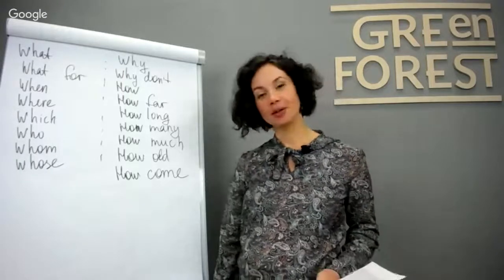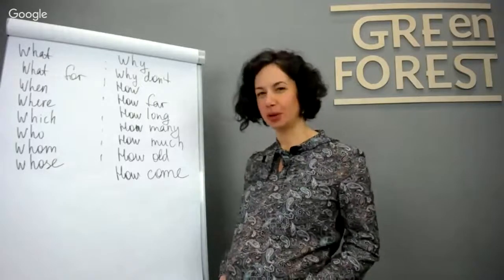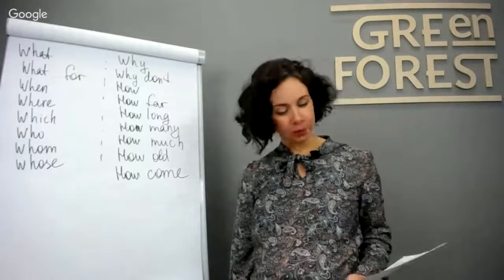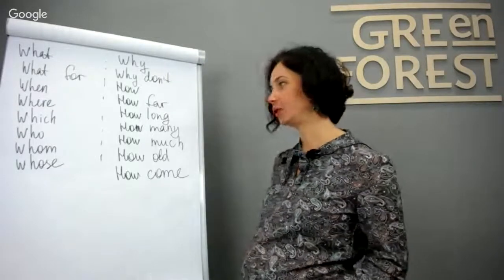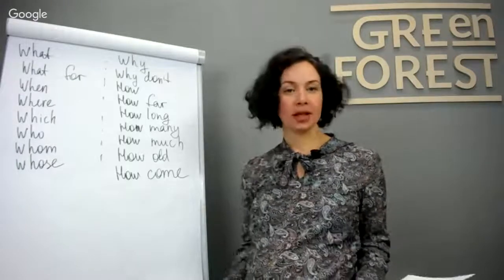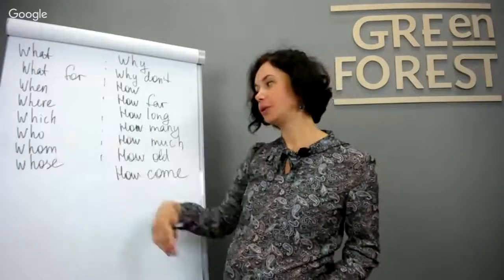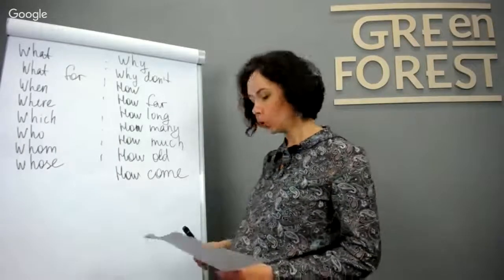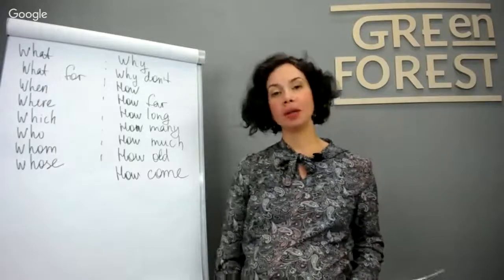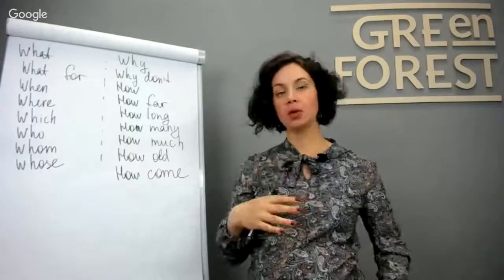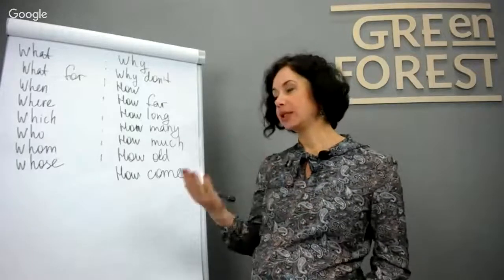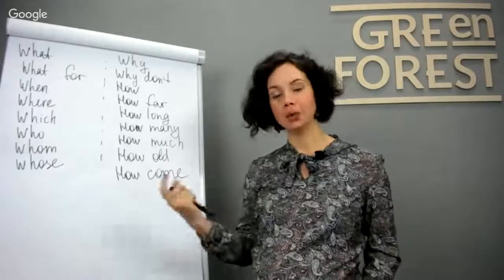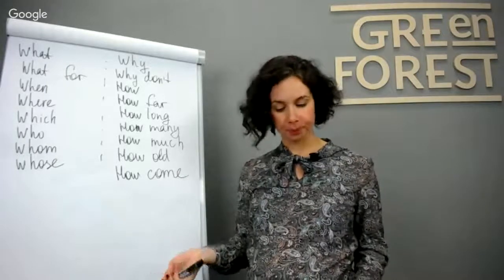Who? We ask about people. Please remember, we don't say which for people. So who opens the door or who helped you? Whom we ask when we want to be formal, and they are quite close to each other. Whom did you see or who did you see? It's all right. Whose we use when we think about possession, like, whose book is this? This book belongs to somebody, and we ask about ownership.